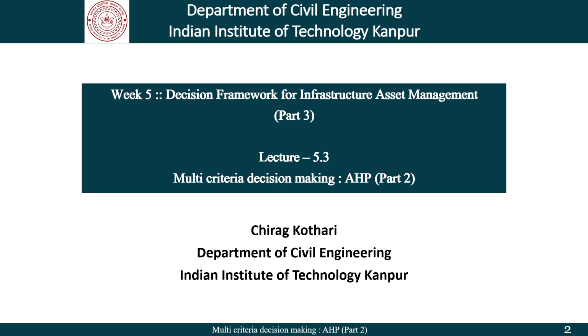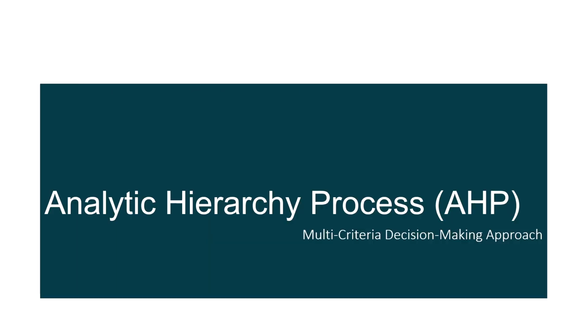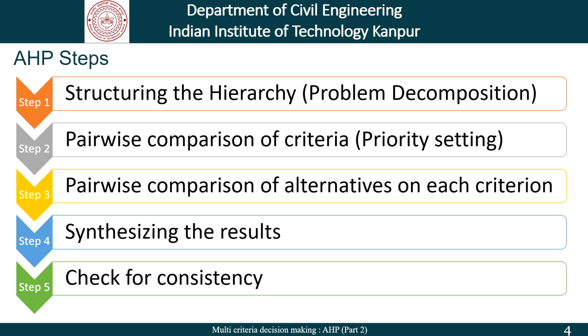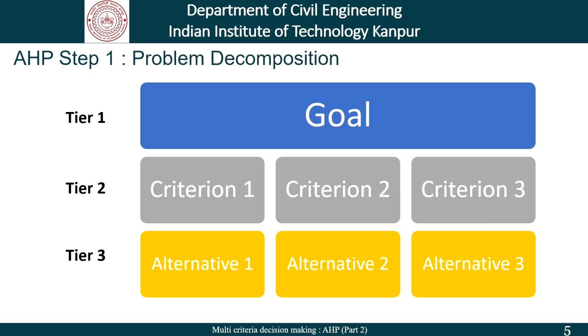Let us continue with our discussion on a multi-criteria decision making method known as AHP. In this method, till now we have seen that it includes 5 key steps. First, we start with problem decomposition. We saw that any multi-criteria decision making method can be divided into different tiers. We try to understand what is the goal, what are the different criteria under which the decision has to be taken, and what are the relevant alternatives.